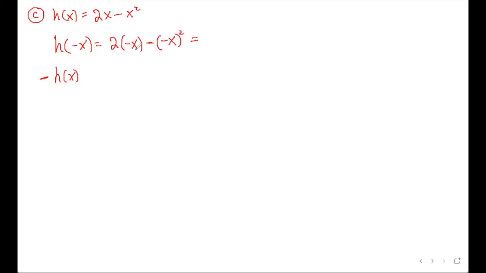What does that give me here? 2 times what? Minus x is minus 2x, minus x, everything squared is x squared. For this one, we multiply the minus for the whole function. This is the original function, 2x minus x squared. We distribute the minus inside the parentheses. Get minus 2x plus x squared.